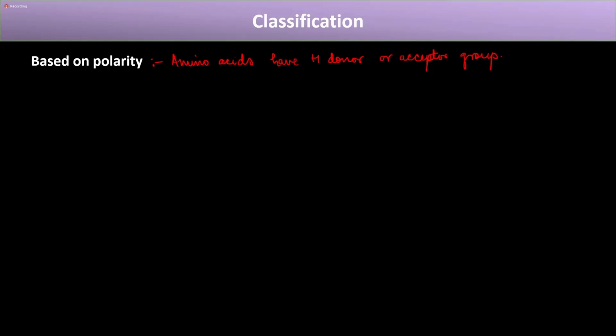It will take the hydrogen from the solution, right? So it will become a hydrogen acceptor. Or suppose it has a positive charge, then it will remove the hydrogen from its group, and hence it will become a hydrogen donor. And based on that, there is a polarity of that amino acid. Now, before categorizing the amino acids based on polarity, let's see what actually polarity means, or what the role of polarity is.